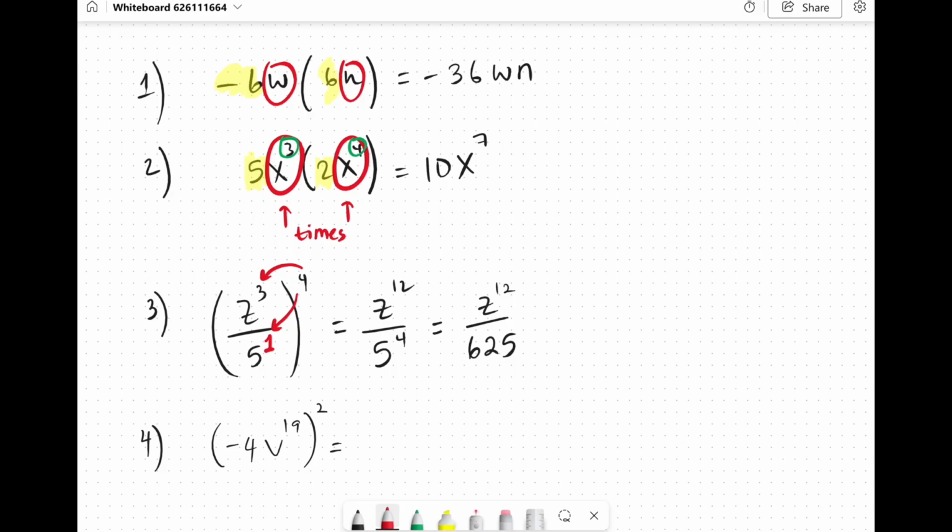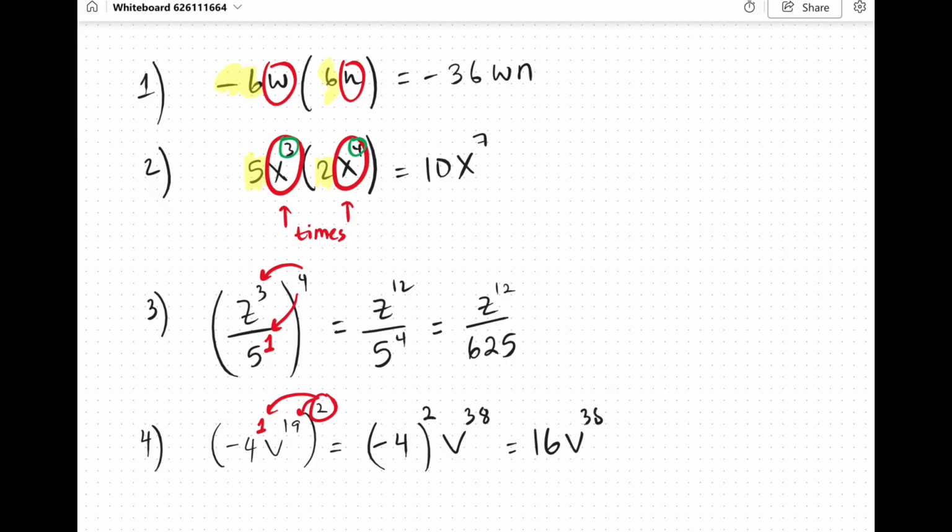Again, in this example, you have a coefficient of -4 and the v with the power of 19. All of that is on the inside. Keep in mind, -4 has that exponent of 1. And the 2 on the outside will be multiplying every exponent on the inside. So my -4 will now have the power of 2, and my v will have the power of 38. -4 to the power of 2 can be calculated just like 5 to the 4th here. So -4 squared is 16, because that's -4 times -4, v to the power of 38.